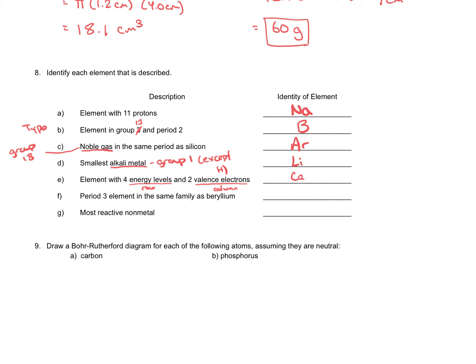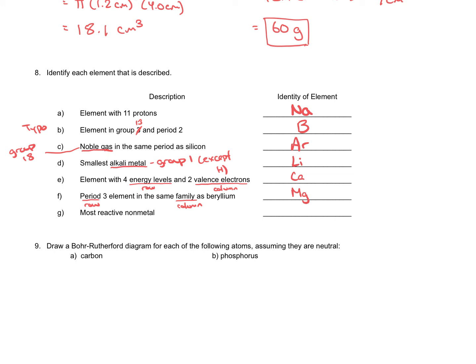A period 3 element in the same family as beryllium. So likewise, period means row. So we're looking for a row 3, and you need to know what the word family means. Family means column. It also means group. So the same row 3 in the same column as beryllium. So that's actually the element right underneath beryllium, because beryllium's in row 2, so the one underneath it would be in row 3, and that's magnesium. Capital M, lowercase g.